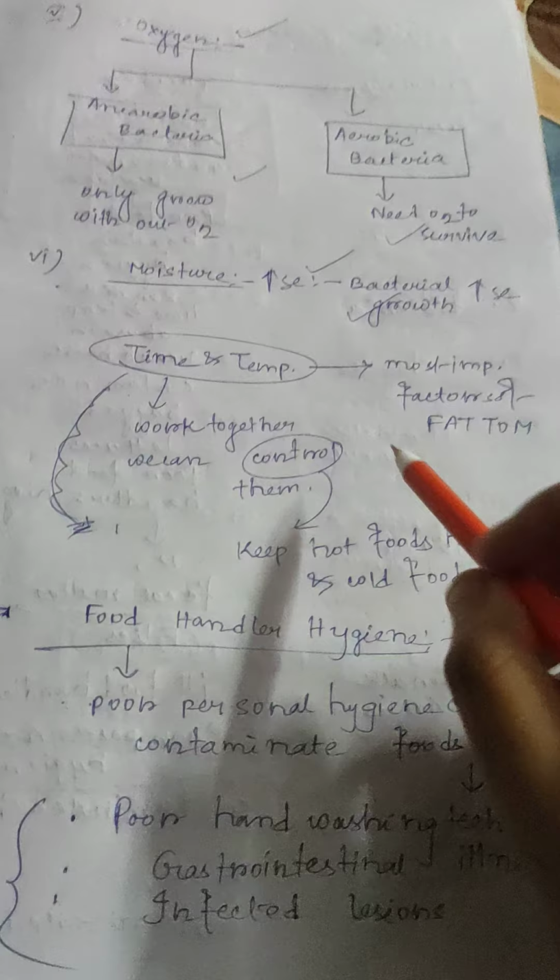FAT TOM means 6 factors that affect the growth of microorganisms. How many factors affect the growth of microorganisms? 6 factors are included under FAT TOM.